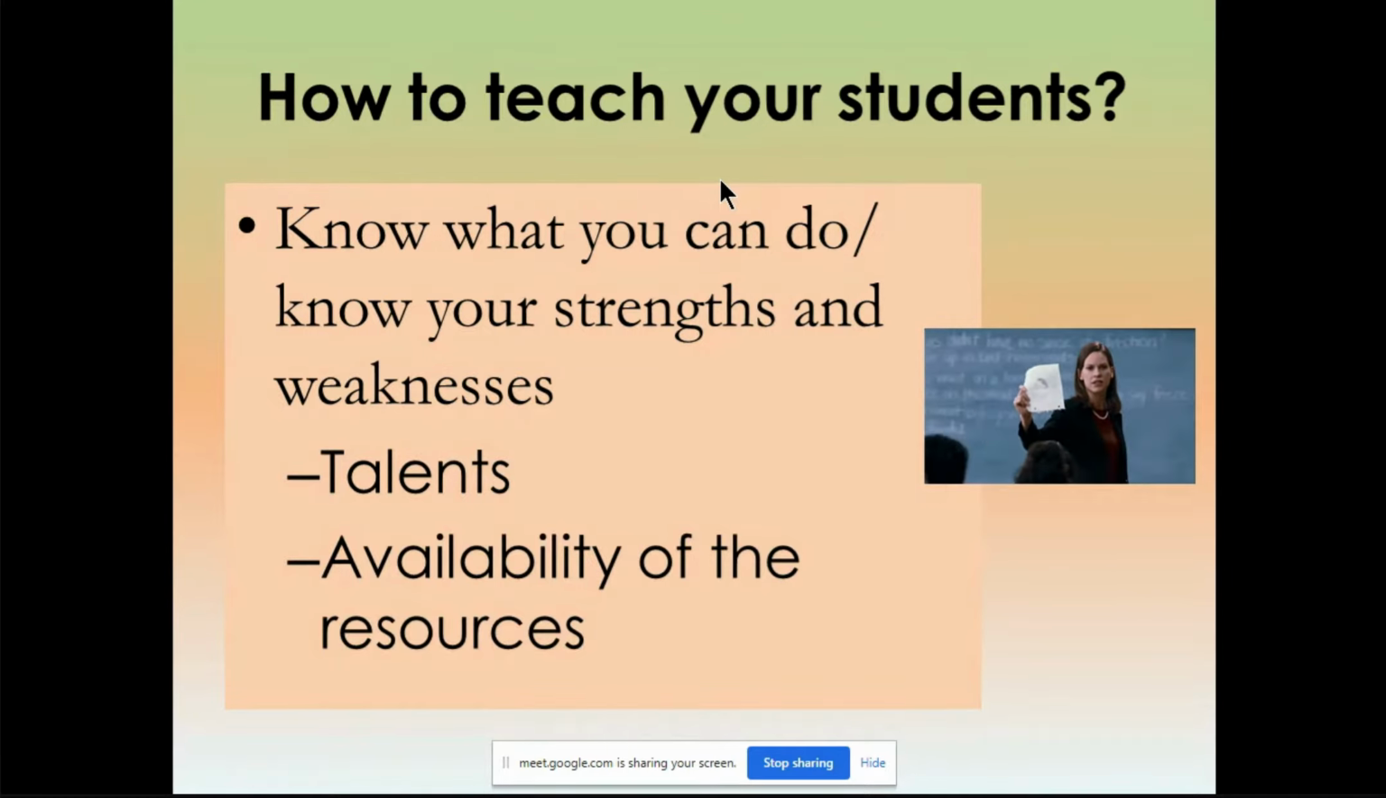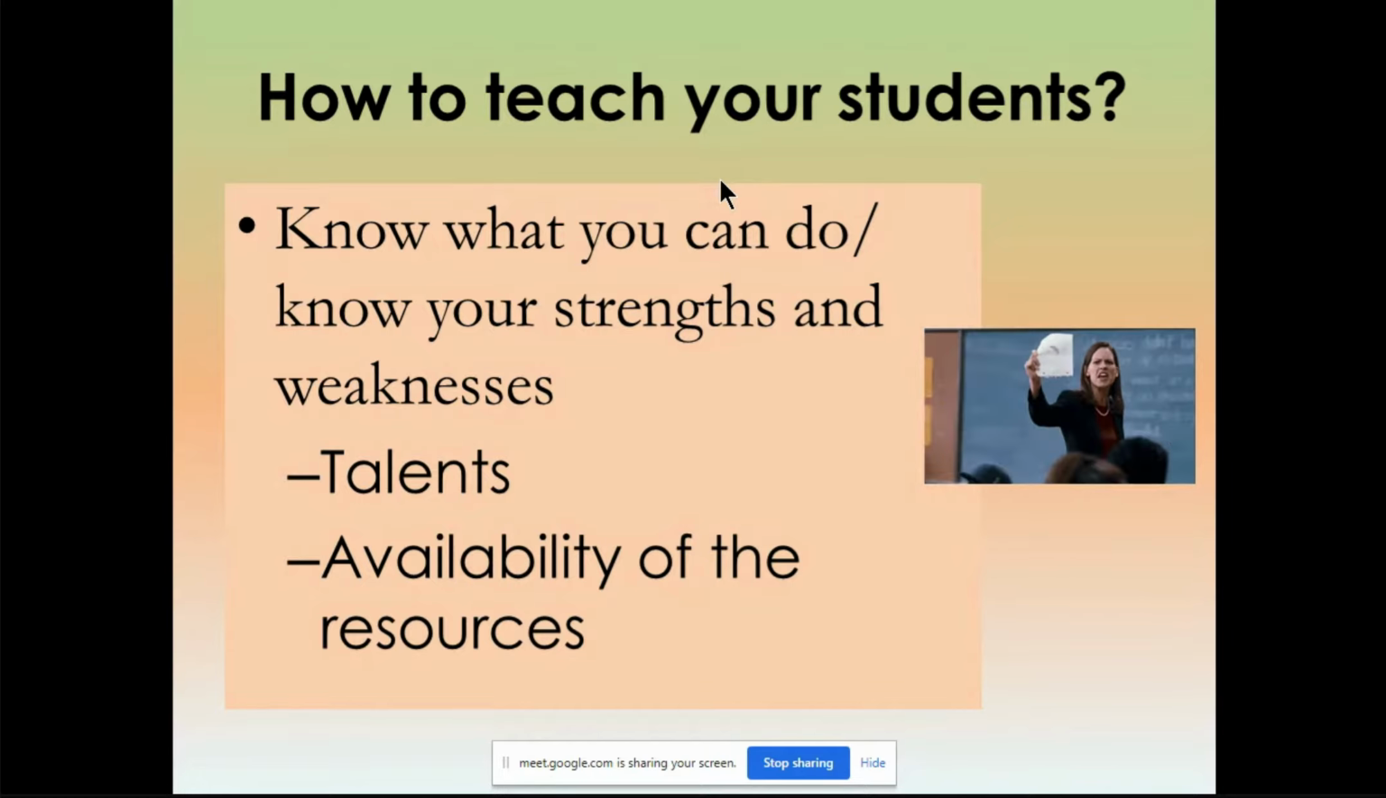The second one is the availability of the resources. Now that you know your talents, the second thing that you would do is to know what are the available resources in your area. Maybe some of you have funding from your school and they will give you a lot of subscriptions.